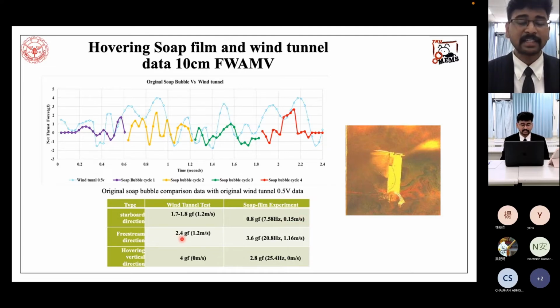Next is the free stream direction, where we got 2.4 gram force with an inlet velocity of 1.2 meters per second. The same experiment with my soap bubble in the free stream direction gave 3.6 gram force at 20.8 Hertz with a traveling speed of 1.16 meters per second. Finally, in the hovering condition, the wind tunnel data gave around 4 gram force, with no wind speed, so 0 meters per second. The same experiment with the soap film gave 2.8 gram force at 25.8 Hertz flapping frequency with 0 meters per second because of the hovering condition.